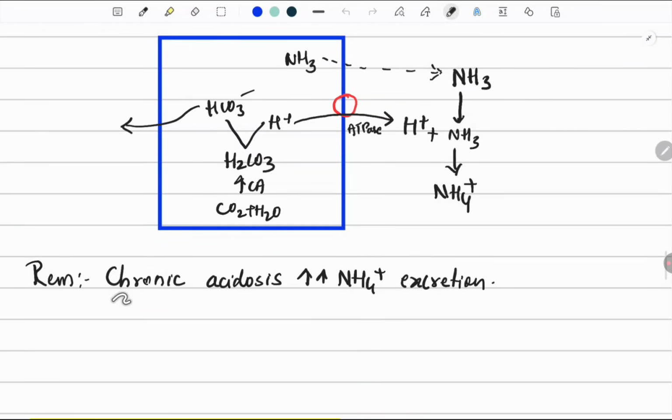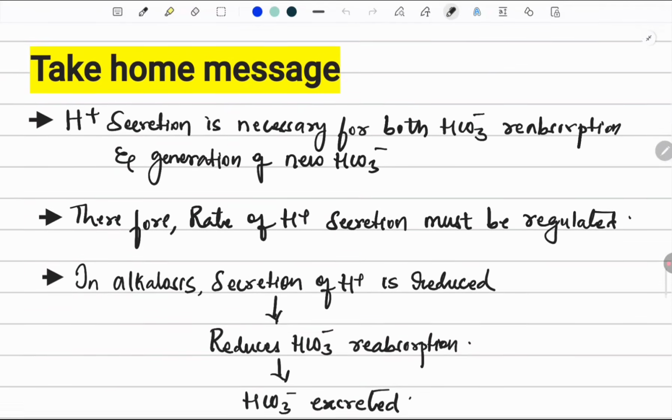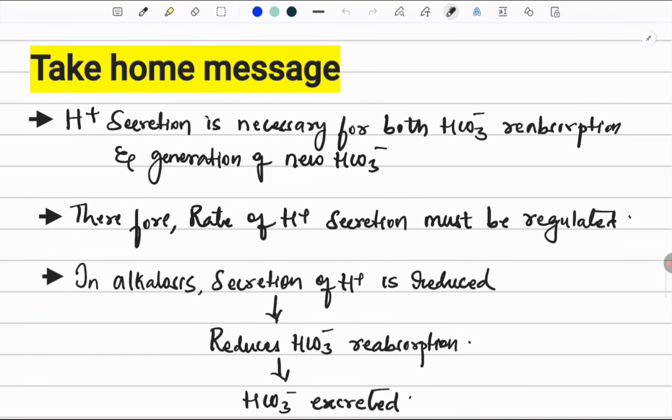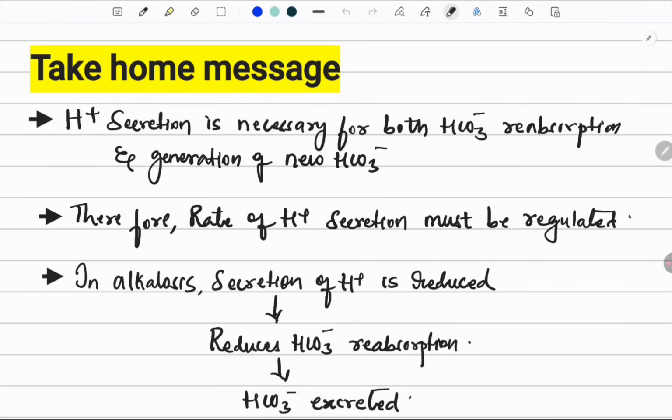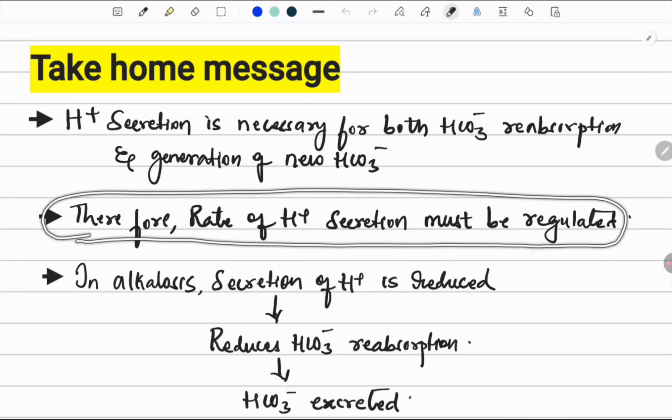So remember one very important thing: in cases of chronic acidosis there is an increased NH4 plus excretion. So what is the take home message? Very important, listen to this part carefully. H plus secretion is very much necessary for both bicarbonate reabsorption and generation. So the most important thing the kidney has to do is H plus secretion. Without H plus secretion, bicarbonate reabsorption is not going to occur. Without H plus secretion, generation of new bicarbonate is also not going to occur. Therefore, the rate of H plus secretion must be very much regulated.